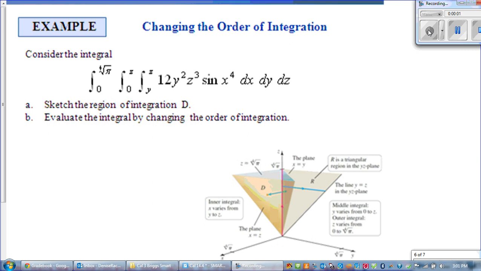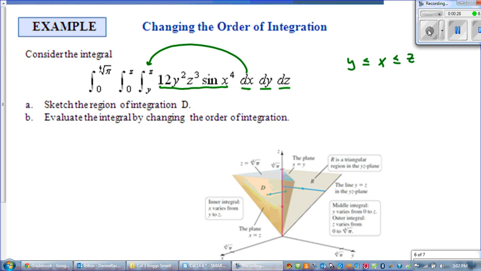We want to look at a problem where we change the order of integration. So we're trying to integrate the function 12y squared z cubed sine of x to the fourth, and we're doing it in the order with respect to x, then with respect to y, then with respect to z. So our limits on the x are from y to z. So x is bound below by y and above by z.